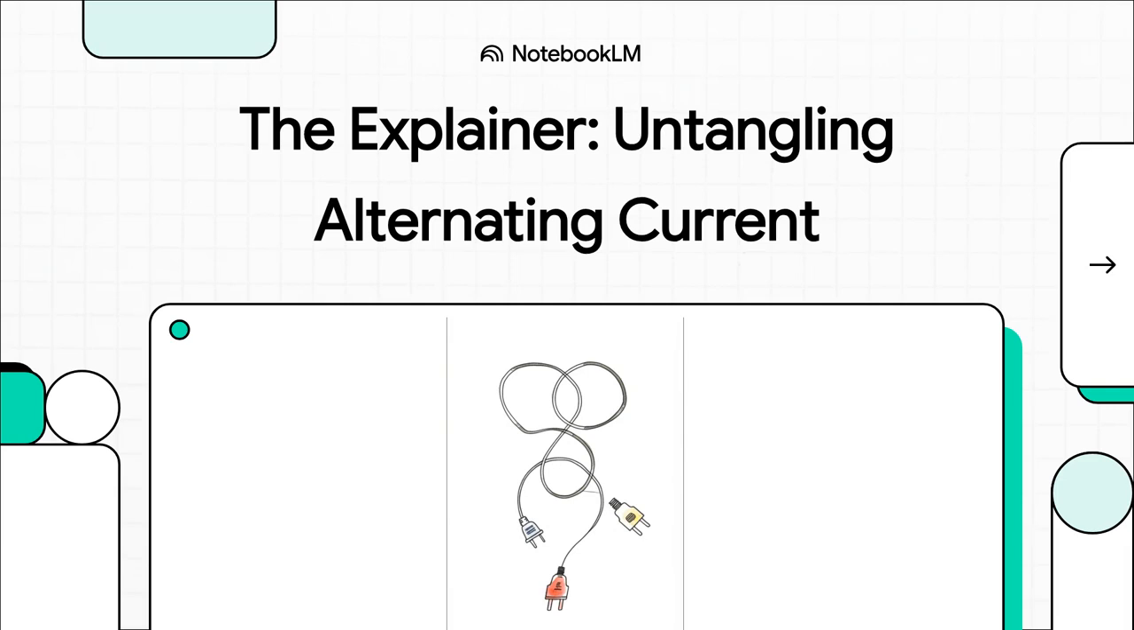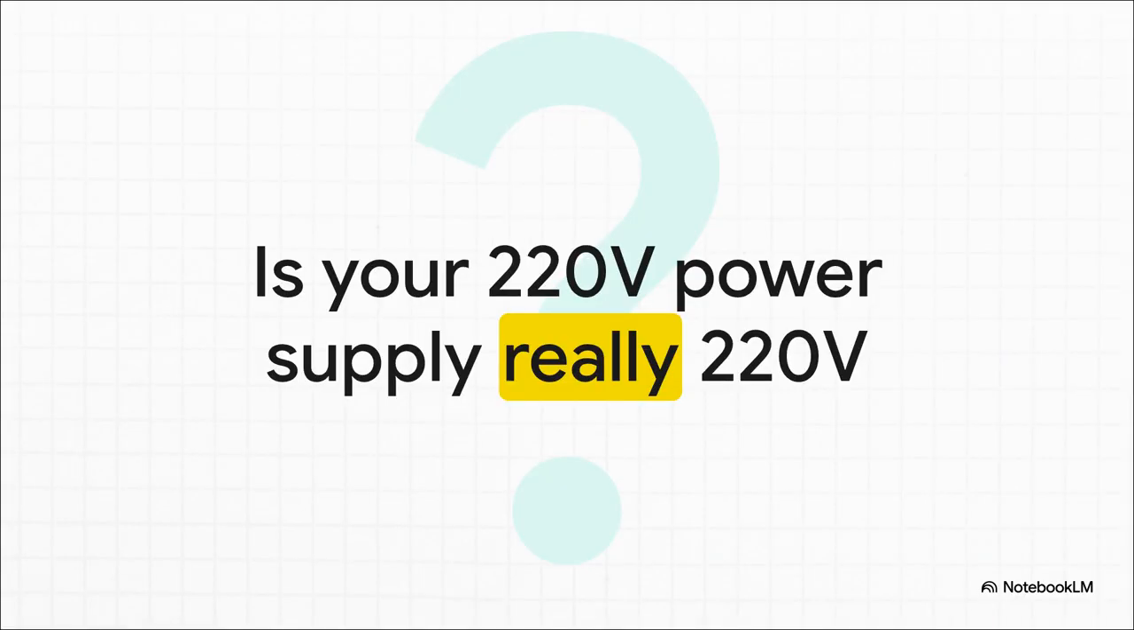Welcome to the Explainer. Today, we're talking about the electricity that's literally flowing through the walls around you right now. Alternating current. Now, it seems simple enough, but it's hiding a few secrets that are actually pretty surprising. So let's just dive right in with a puzzle.